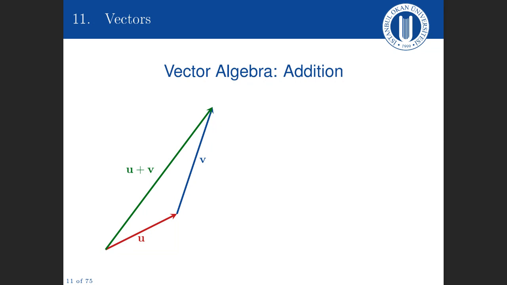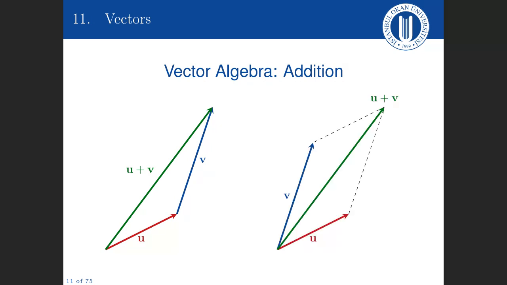Or we can think of addition another way. Imagine that we draw u and v so that they have the same initial point. After we've completed the parallelogram, the diagonal that we draw is the vector u plus v.